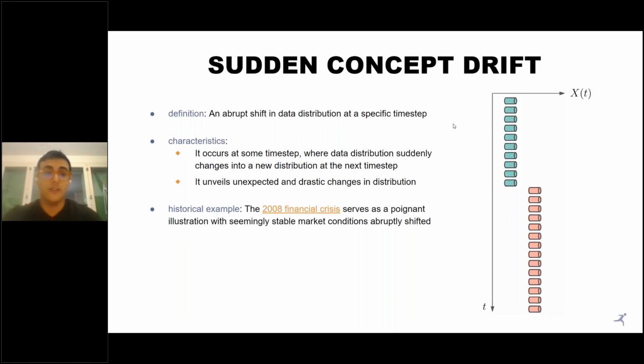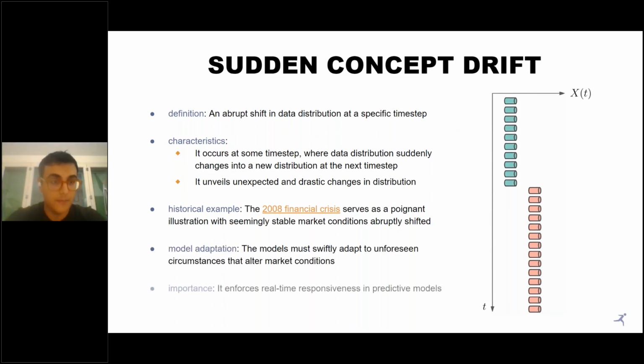And we have a historical example, the 2008 financial crisis, which is very on the point as a declarative example of a moment where we had seemingly stable market conditions which abruptly shifted. Of course, this means that we need to build models that are able to swiftly adapt to unforeseen circumstances on the fly and can learn them very easily and quickly. So we expect models that when they are roughly at this mark are able to understand that we are on a different distribution, not on the prior one. So indeed, we need to enforce real-time responsiveness in the models.